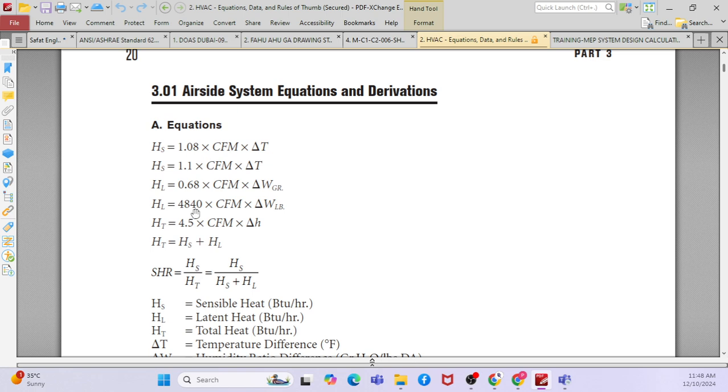Pardon, for the sensible ரெண்டுமே ஒரே ஃபார்முலா இருக்கு with 1.08 and 1.1. அதுக்கு என்ன டிஃபரன்ஸ்? No, actually there is both are same only.